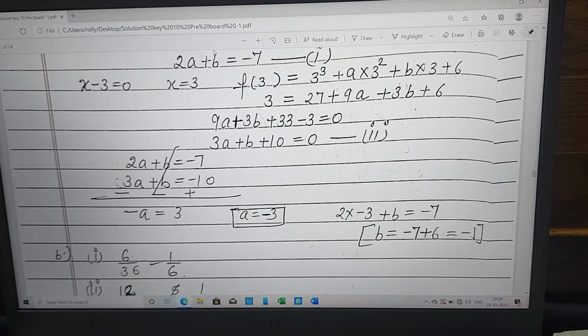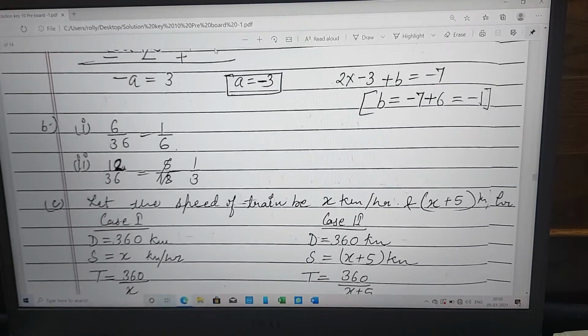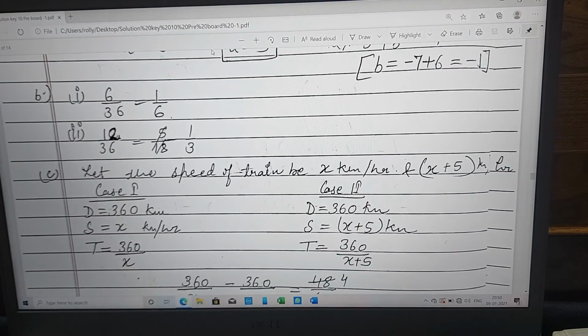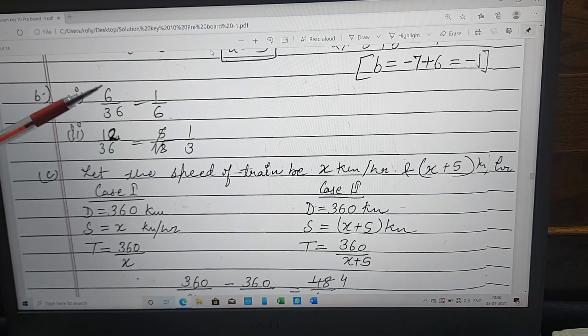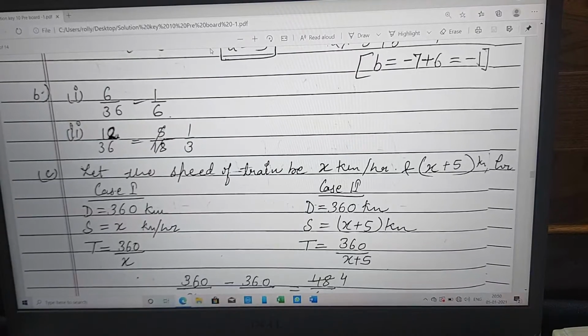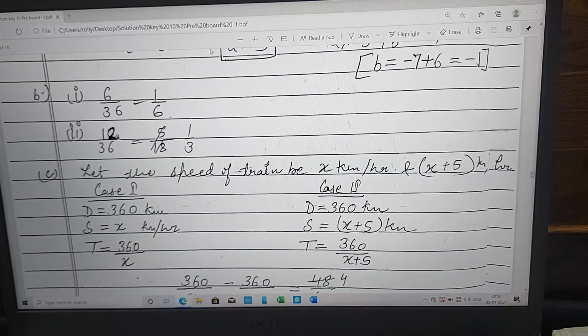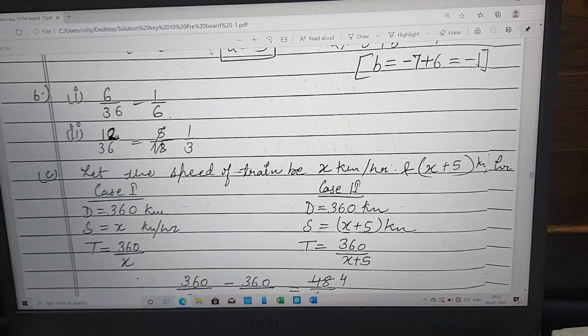Values of a and b are minus 3 and minus 1. In the probability question, the answer of the first part will be 5 upon 36. It is not 6 upon 36. It has to be 5 upon 36. Okay. And the second part will be 12 upon 36, that is 1 upon 3. Clear?